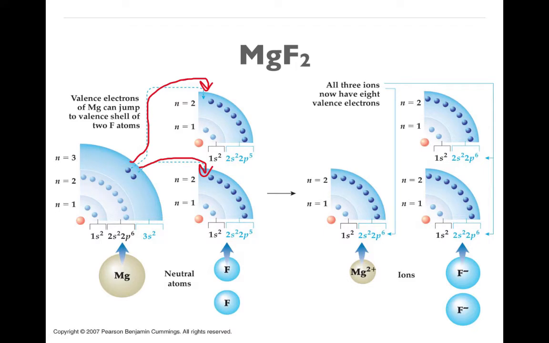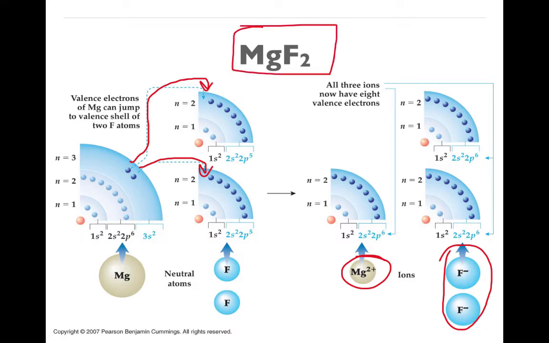It turns my magnesium into a magnesium 2+, and now I have two fluorine ions, each with a 1-. We always want to make sure that our total pluses and our total minuses balance so that they cancel out and we end up with a compound that has no net charge. So when magnesium and fluorine come together, we're going to get a compound called magnesium fluoride with the formula MgF2.